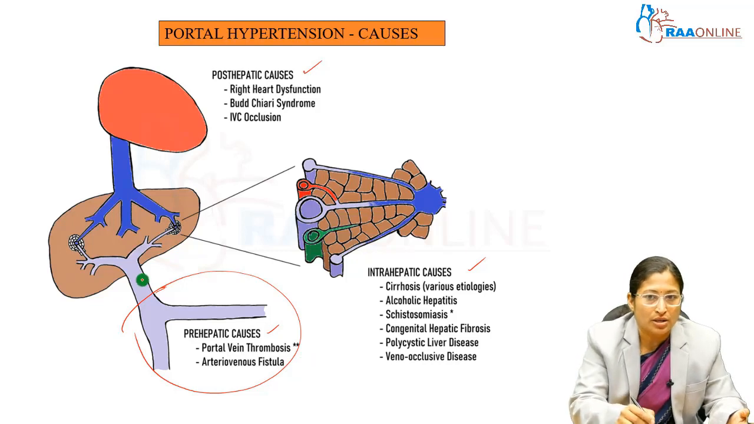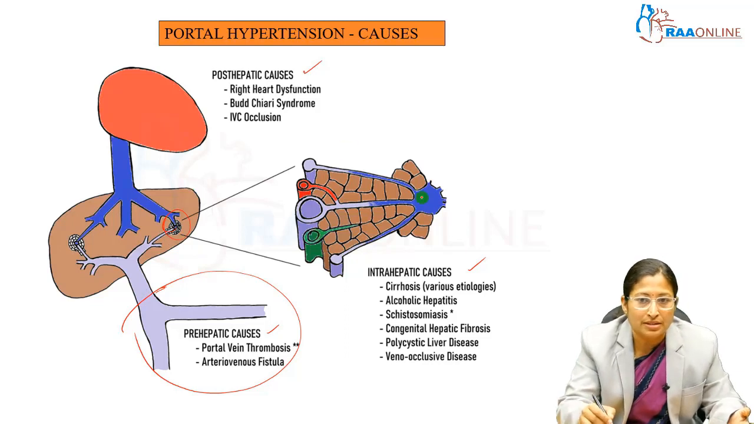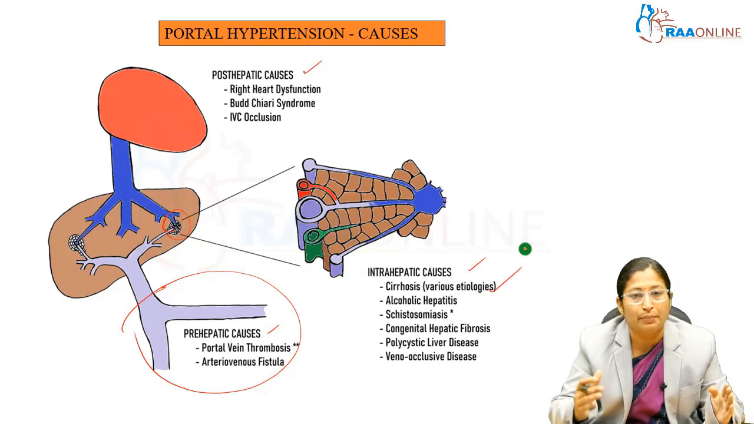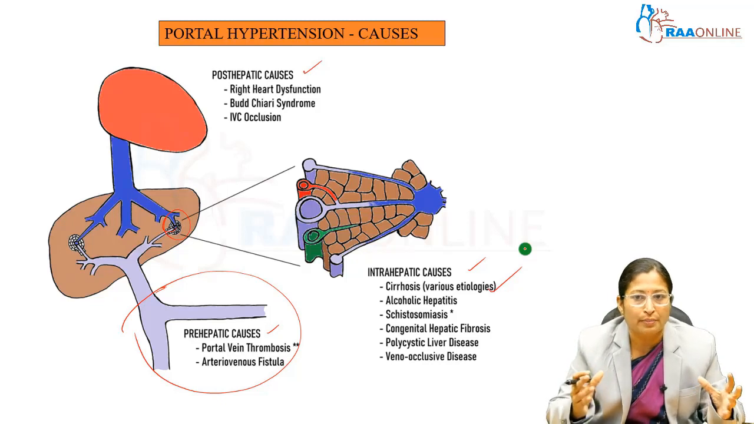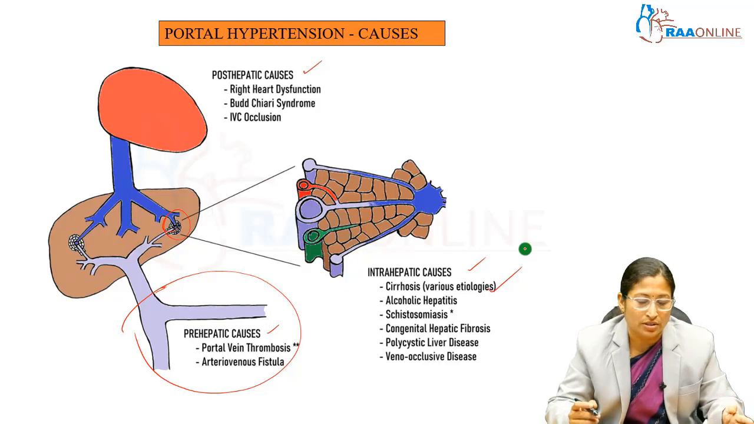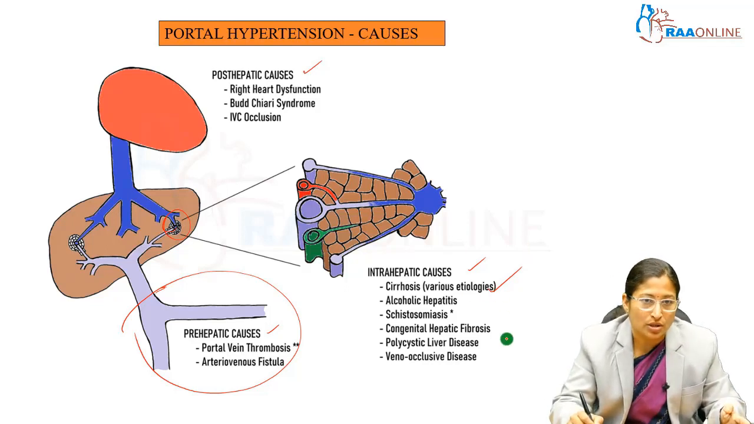And the hepatic causes: we know the portal vein drains into the liver sinusoids. So any problem in the sinusoids, as in case of cirrhosis or any other causes of fibrosis like primary biliary cirrhosis or sclerosing cholangitis, can result in increased sinusoidal pressure and ascites. Other causes include alcoholic hepatitis, schistosomiasis, polycystic liver diseases and veno-occlusive diseases of the liver. So these are the hepatic causes.